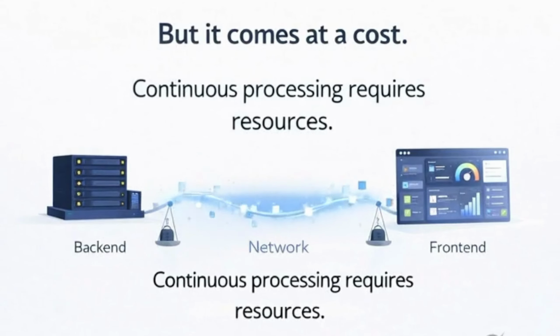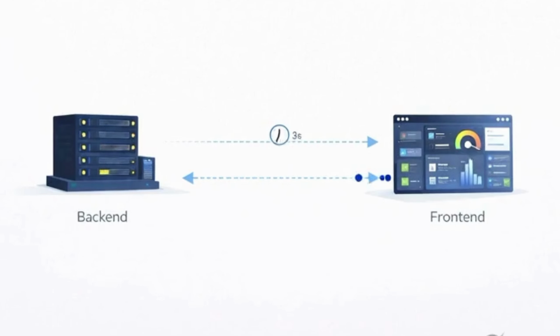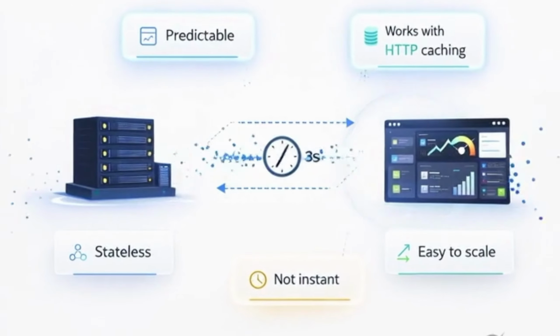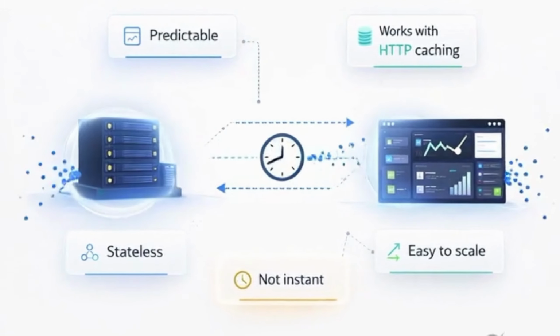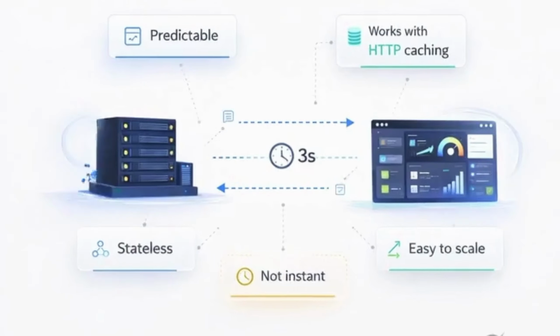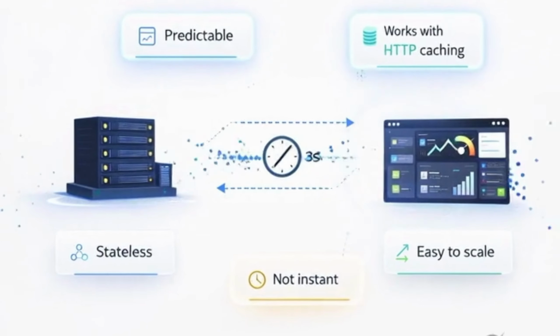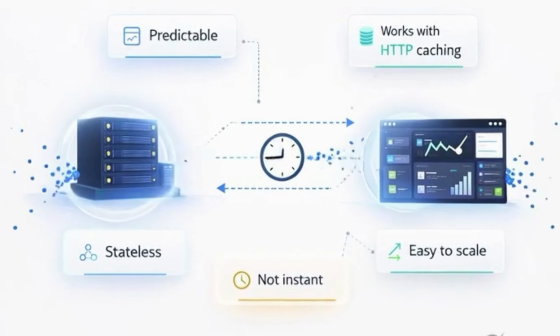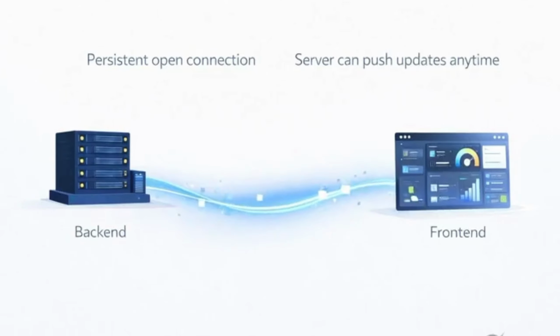Let's look at this from a front-end architecture perspective. Polling is simple. You make a request every few seconds. It's predictable, stateless, works with HTTP caching, easy to scale. Yes, it's not instant, but ask yourself, does this screen actually need instant?